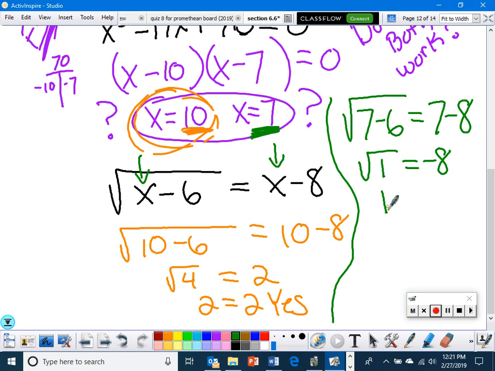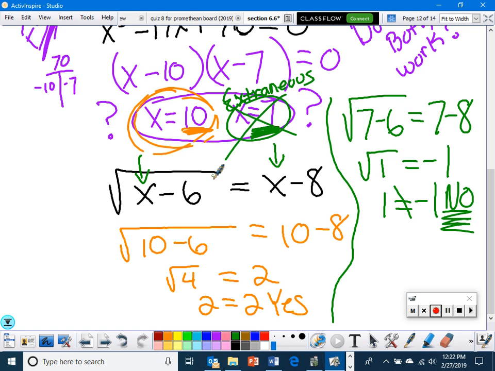Whoops, hold on, I wrote that wrong. 7 minus 8 is -1. And no, they do not equal each other, okay? So this one is extraneous. So 7 does not work.